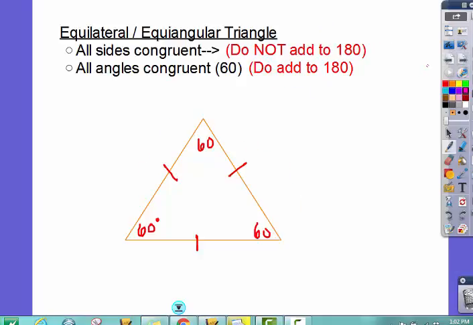For your equilateral and equiangular triangles, remember those two things always go together. Once again, the sides, they're congruent, okay? They do not add up to 180, but the angles inside, those do add up to 180, and since they all have to be the same, they're all going to be 60 degrees.